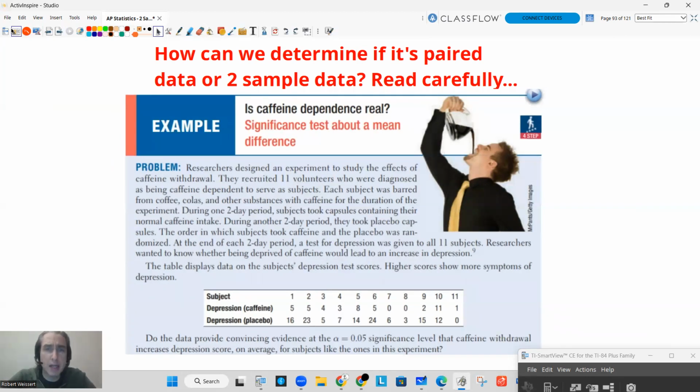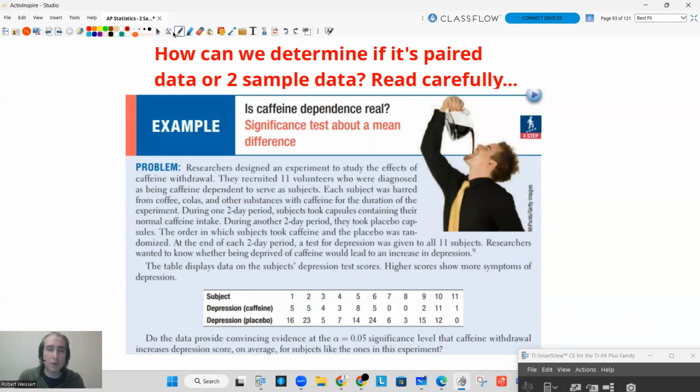It says researchers designed an experiment to study the effects of caffeine withdrawal. They recruited 11 volunteers who were diagnosed as being caffeine dependent to serve as subjects. Each subject was barred from coffee, colas, and other substances with caffeine for the duration of the experiment. During one 2-day period, subjects took capsules containing their normal caffeine intake. During another 2-day period, they took placebo capsules. So we're up in our caffeine game here. We're doing more than just cola. We're talking about legit pills with caffeine. So yeah, we might see some difference here.